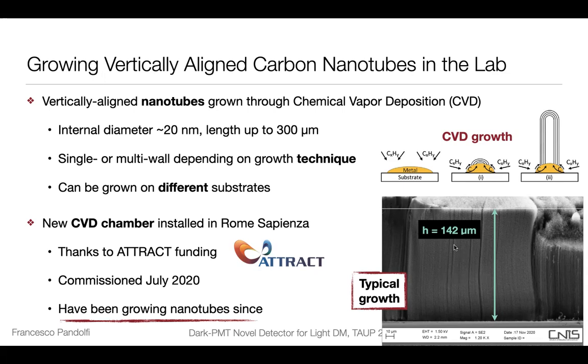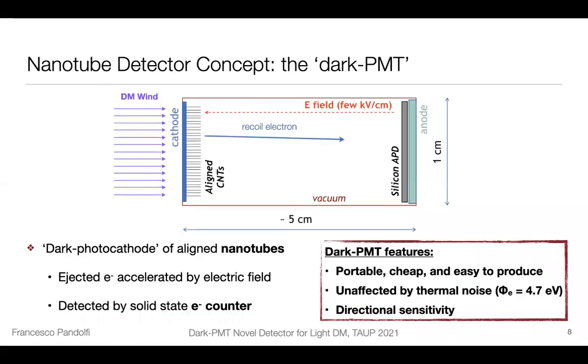Here we achieved a length of 142 microns. You can see all the nanotubes in there. So what's the idea? This is the detector concept. You can see here on the left, you would have the target made of aligned nanotubes, inside which the dark matter wind would interact, kick out an electron, and the electron would find its way out of the open ends of the tubes. And then once out, the electron would feel a strong electric field with which we would accelerate it to the other side of the detector at the anode, which would be instrumented with some sort of electron sensor.